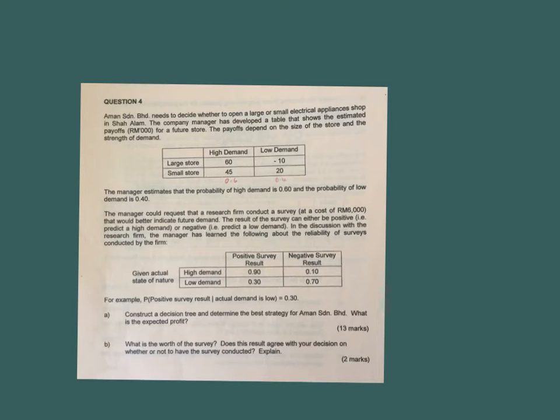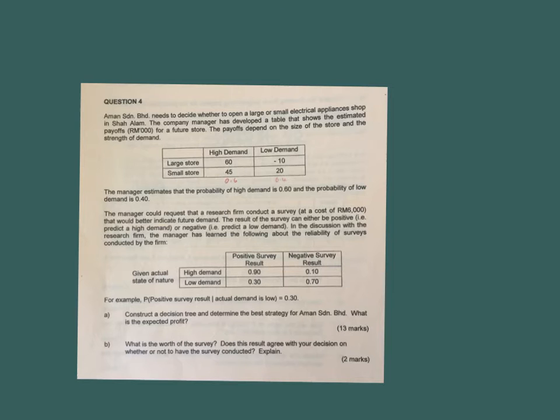So we can see the payoffs in the table. If Aman builds a large store, then in high demand state of nature, he could get 60,000, but low demand, he could lose 10,000 ringgit. If Aman builds small store, then in high demand state of nature, he could get 45,000. In low demand state of nature, he could get also 20,000.